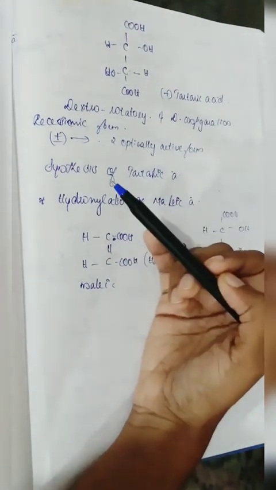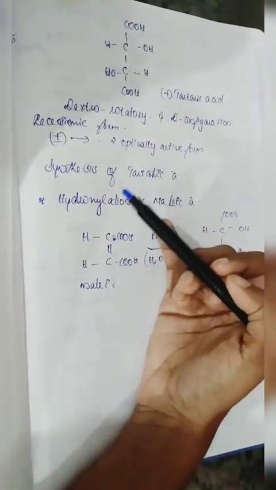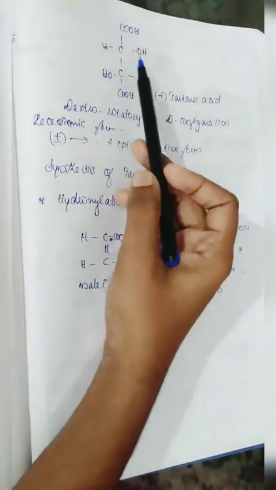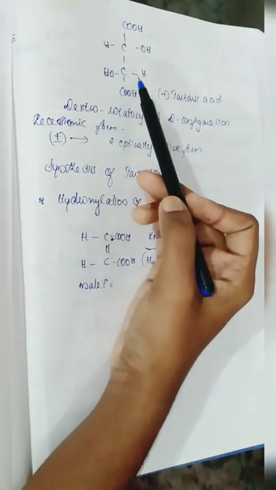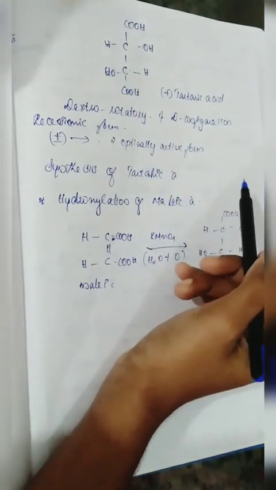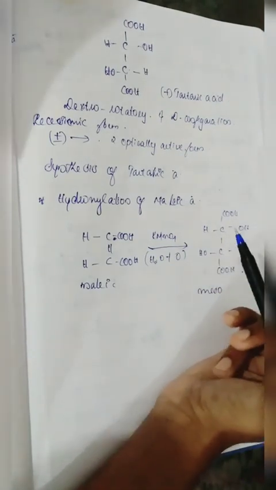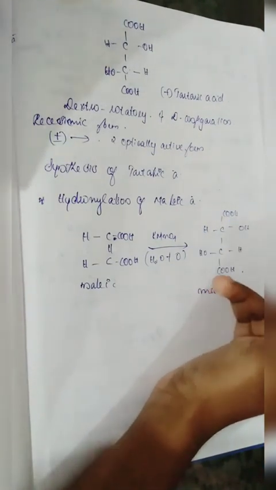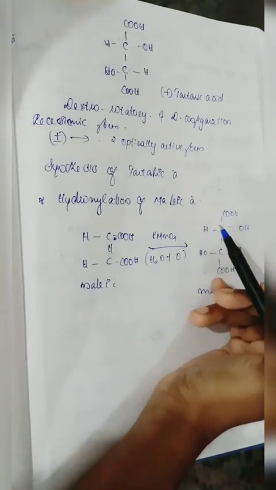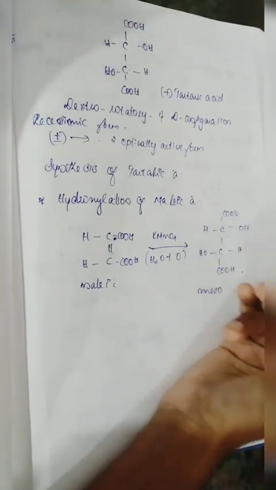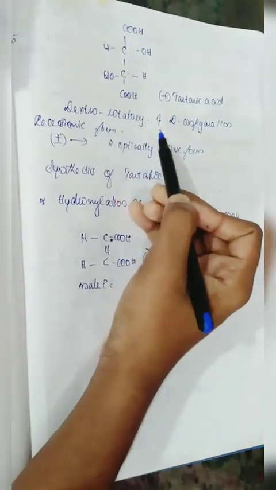Also, tartaric acid appears in racemic forms. I have already told you, tartaric acid contains two chiral carbons. Because of the presence of two chiral carbons, there can be levo, dextro, racemic, and meso forms of tartaric acid. So we can see all these four forms. Here it is the dextrorotatory form.